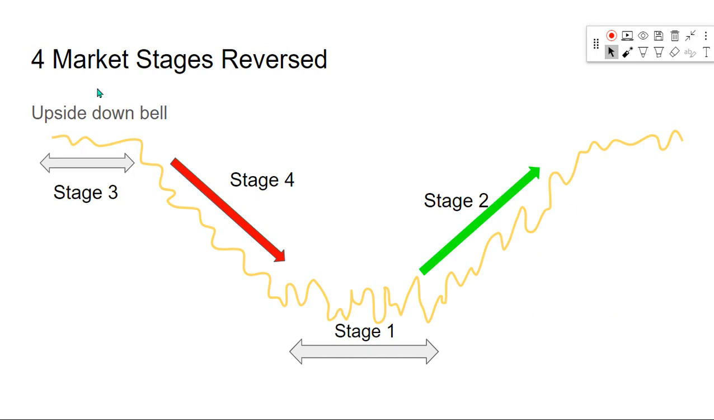This is what it would look like in reverse. So you have a stage 3, which would be like a peak, turns into a stage 4 downtrend, and then the selling stops at stage 1 and kind of goes sideways for a while. Then you get a stage 2, a new uptrend resumes, and prices start to increase.